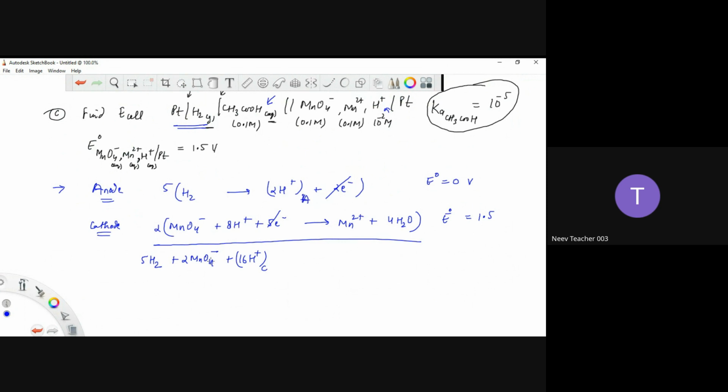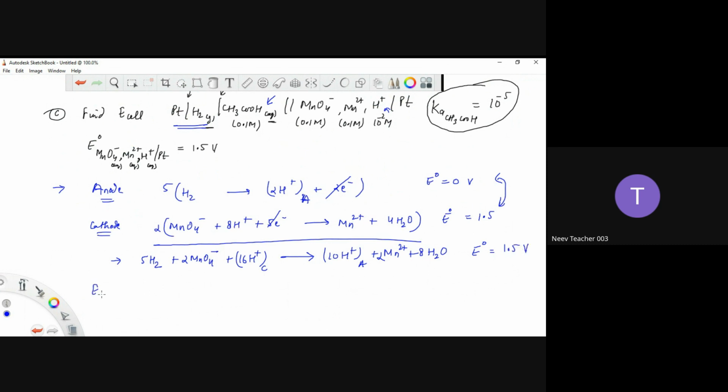Anything else? No. Giving now 10 times H plus, that is anodic H plus, 2Mn2 plus, 8H2O. Correct? Now for this, E naught will be what? As I told, is there any repeated species in the final reaction? No. So you can just add these two. If you add this, E naught of cell will be nothing but 1.5 volt. Okay.